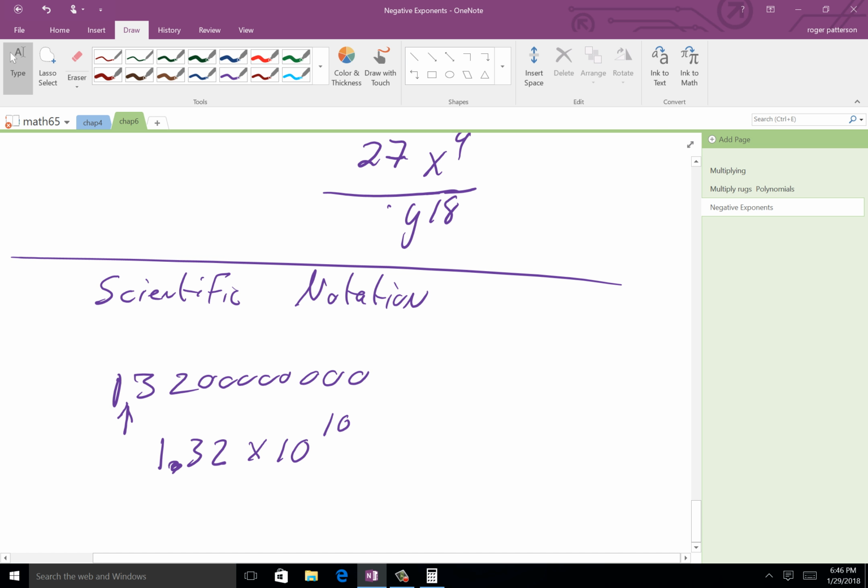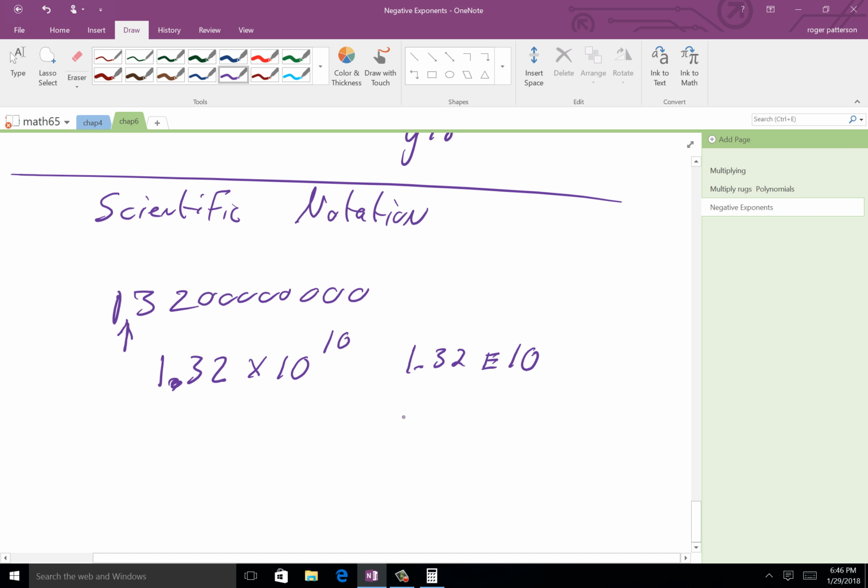A lot of your calculators will do scientific notation. It kind of depends on what you have. Your calculator screen might look like this, but the actual button is an EE key, and that actually means times 10 to the 10th, or 10 to whatever power you want, I should say. It depends on the type of calculator that you have, how it does scientific notation.